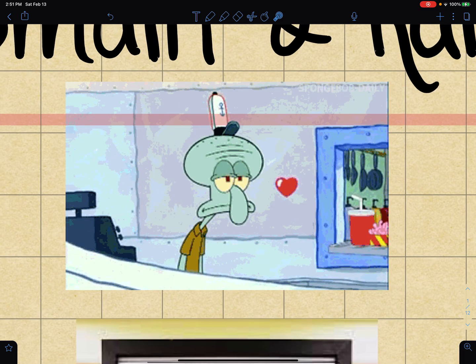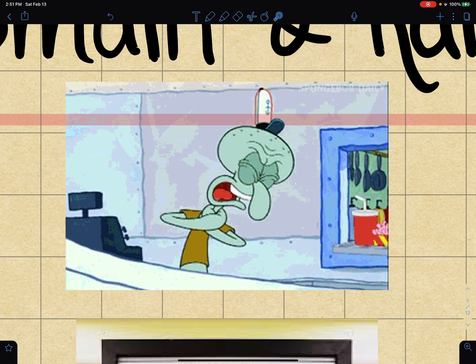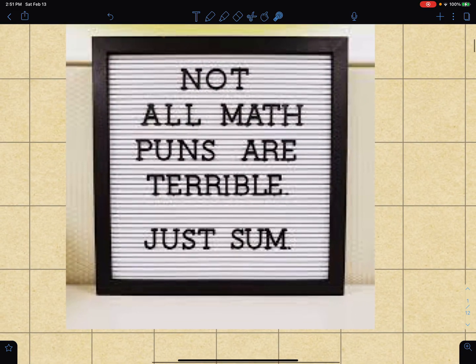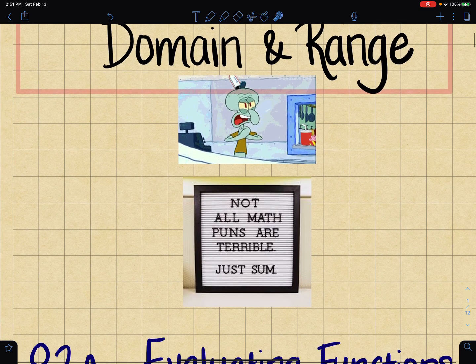Here's just a fun little cartoon. Look, SpongeBob is sending some love over to Squidward and he chokes on it. Okay, and not all math puns are terrible, just some. So you should like my jokes in this. This is going to be great.